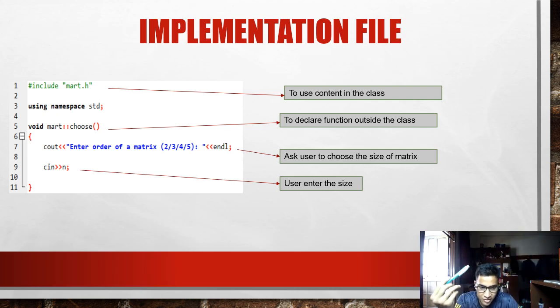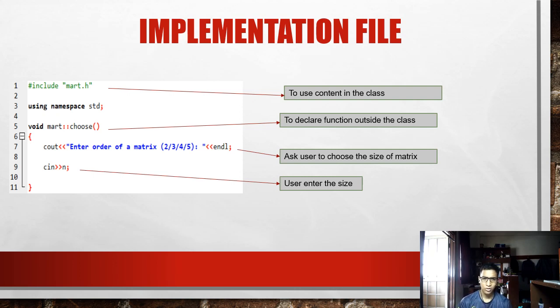So my first function is void Mat choose. Mat is the name of my class, and the name of this function is choose. Just include my header file to contain the class. Next, to declare a function outside the class, if you want to declare a function in the class, you need to do it like that, with four dots there. You need to write it like that. So this is my first function.